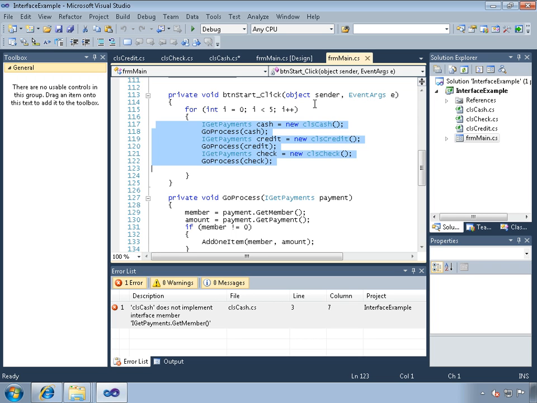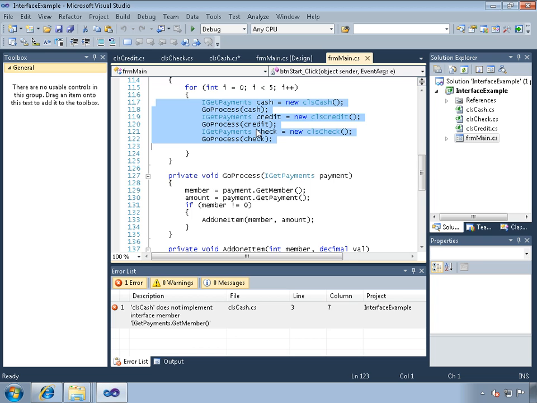For example, if we want to now add a fourth category called class online payments, someone would have to write the class online payments using the iGetPayments interface, and we don't care how they write it as long as they can return back to me the amount that they paid and who paid it. That's all I'm interested in.